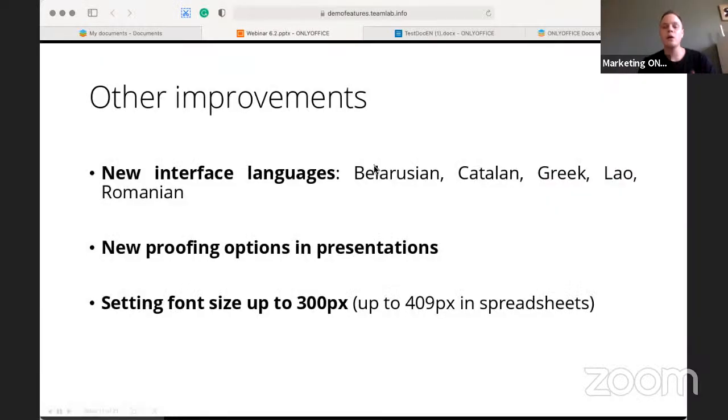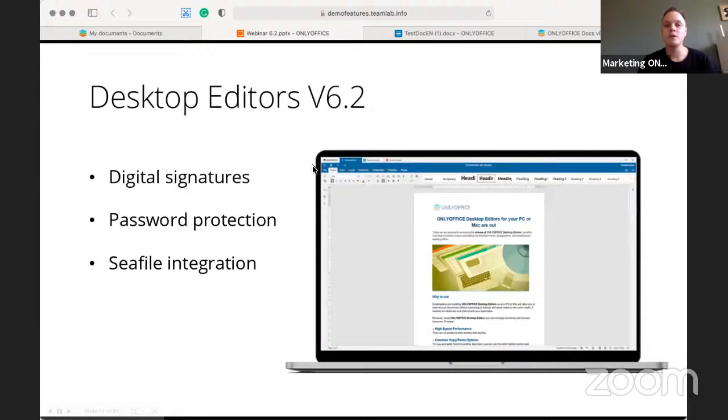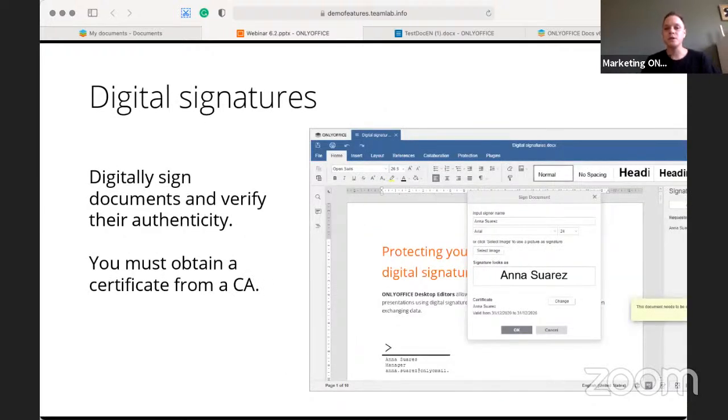Okay, so let's get back. And yeah, one important thing about digital signatures that I actually missed is that for now they are available only in the desktop version. I mean, the signature which you applied in the desktop editors will disappear in the online version. So we know that this is a known bug, and we're going to fix this problem pretty soon. Just to let you know that we are aware of that.